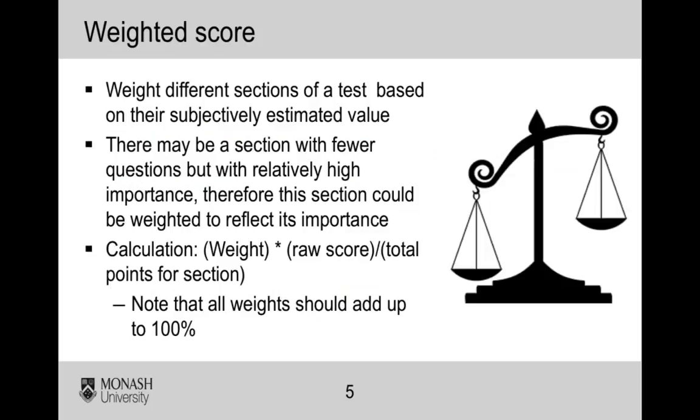Weighted scores. This is when you can weight different sections of a test based on what you feel, and this is subjective, but the estimated value. So there's a couple of reasons why you might use weighted scores. Maybe there's a very important section and you want to make sure that that's weighted heavier than the other sections.